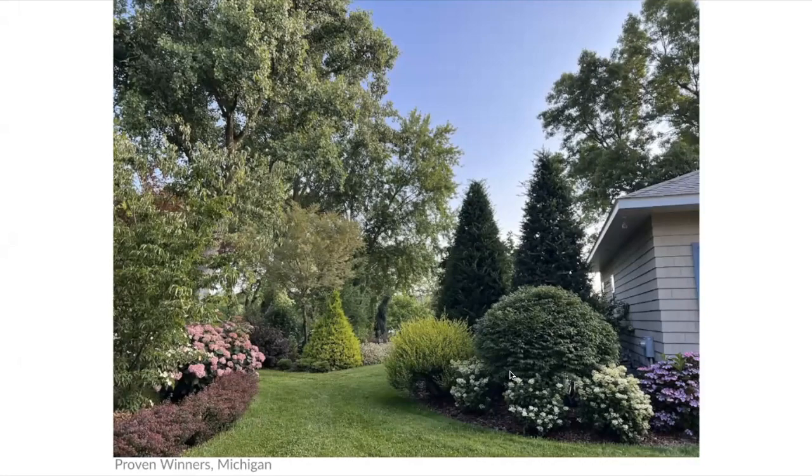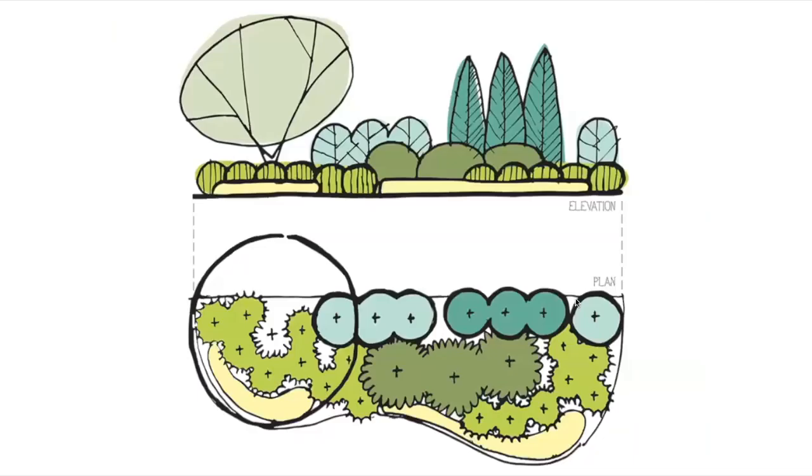This is at Proven Winners in Michigan. But look at these strong forms, like round, and you want to consider the natural form. I'm not against trimming things. I got a trimmed hedge myself, but understand the natural form of a plant because you can take advantage of that and create some really cool things.